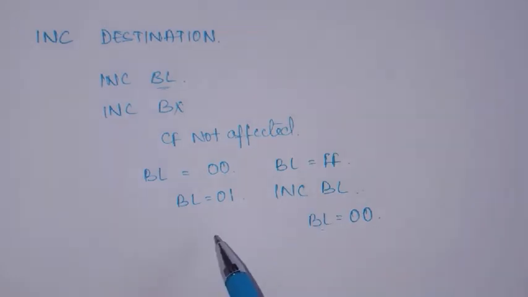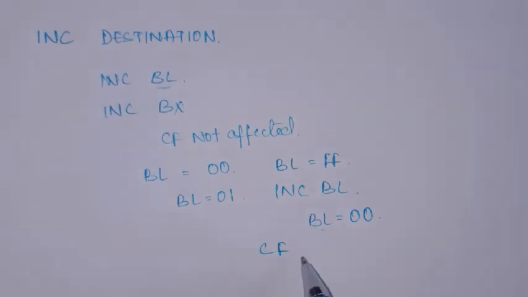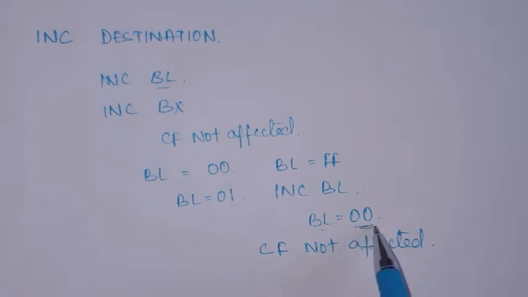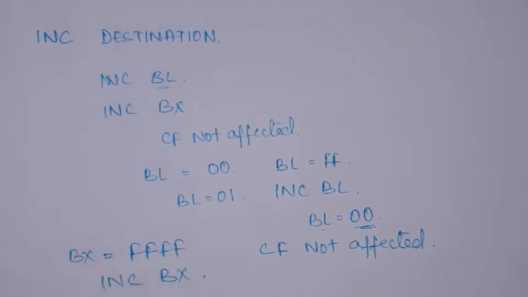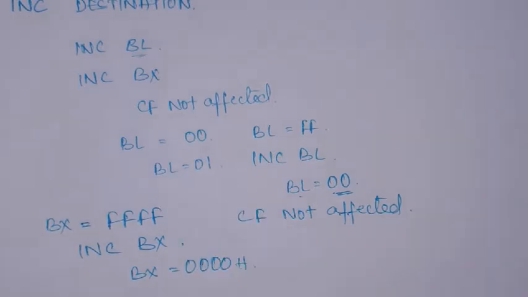Here there is a carry, isn't it? But still in this particular instruction the carry flag will not be affected. It will not be set. Even though there is a carry, it is adding 1, but in this instruction it will not be affected. It becomes 00. If it is 16-bit, so if you have 4 Fs in BX, and if I say increment BX, then the BX contents will become 0000. So this is how this instruction works.